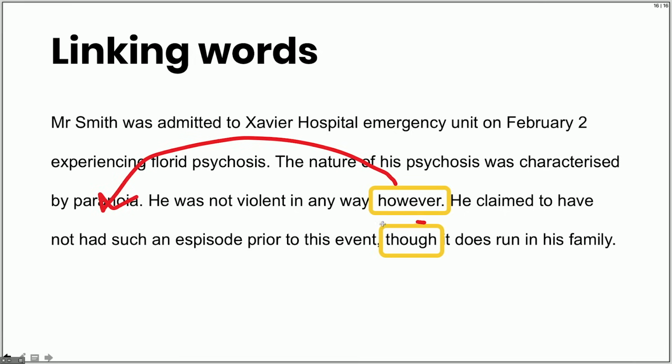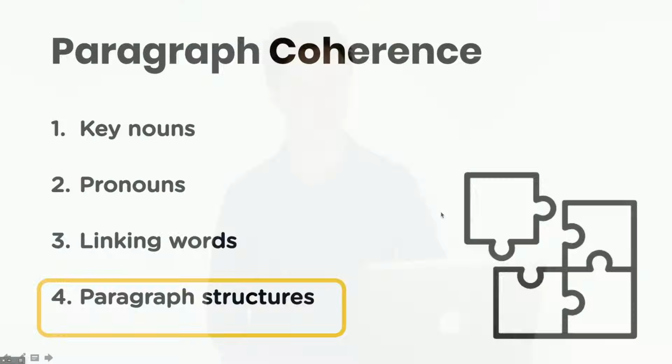But a good way to use your linking words in OET writing and IELTS and PT as well is to not just put them at the start of the sentence. Makes it a bit clunky, doesn't create great flow. And you can see the use of the word though here coming in the middle of the sentence. I could have put it here as though he claimed to have not such an episode, but more elegant here. But the key thing is here, I'm not overusing linking words. But if I do sprinkle a few in there, it does create nice cohesion within the paragraph, okay?